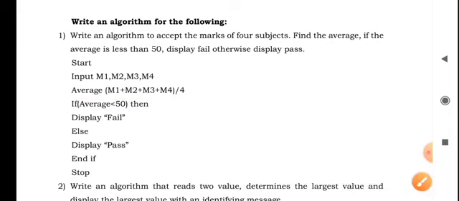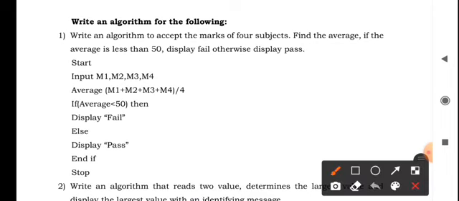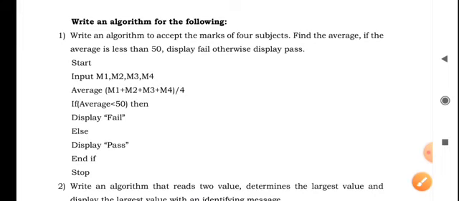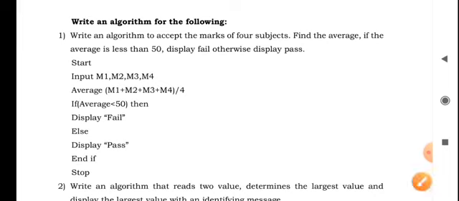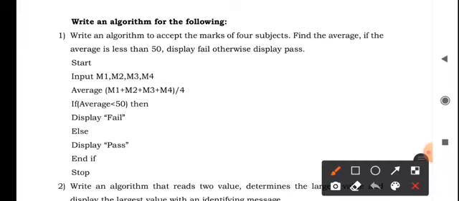Then we have to write the if condition. After the if, what do we have to do? We have to write the condition. If the average is less than 50, then the display is fail. Else the display is pass. We use the if statement, so we have to write end if.